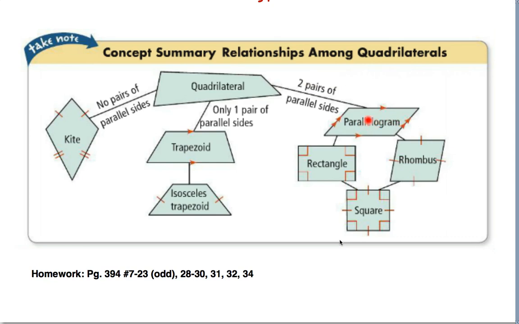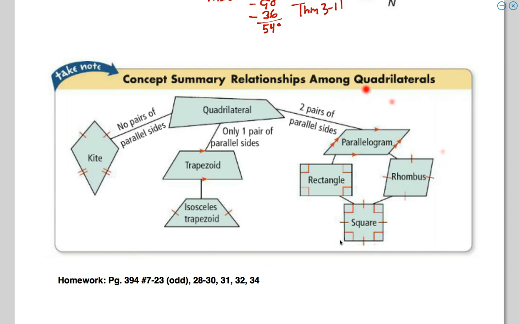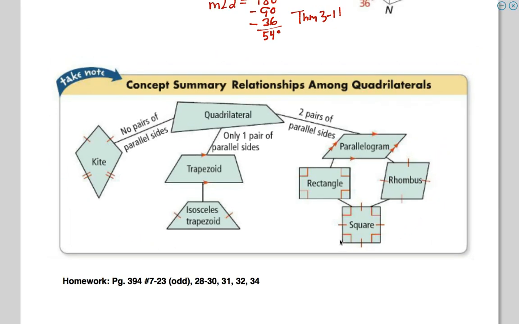That parallelogram can have 4 congruent sides, making it a rhombus. It can have 4 right angles, making it a rectangle. It can have both of those things and be called a square. Make sure you understand that. Go through it a couple times. You will have to classify quadrilaterals as the most specific type.